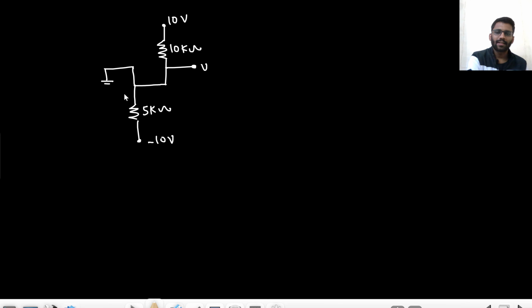So tell me, what is the current here in this direction? This is 0, this is minus 10. So 0 minus 10, basically the current here is 2 milliampere, 10 by 5. And here what is the current? 1 milliampere. Here the current is 1 milliampere. And this is 0, this is 0, so this will also be 0. So the value of V is 0 volt.